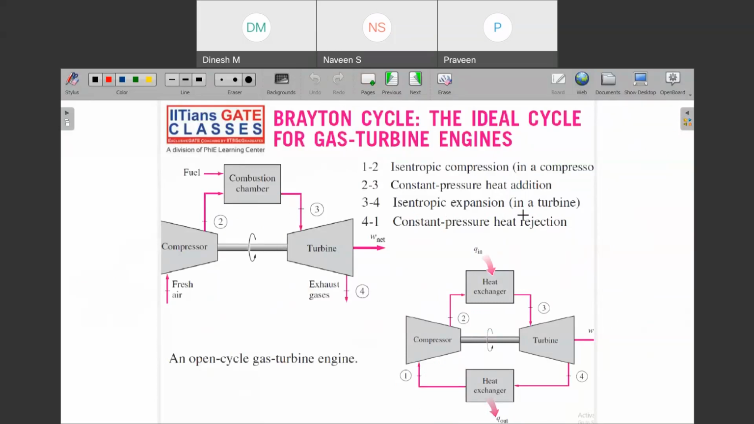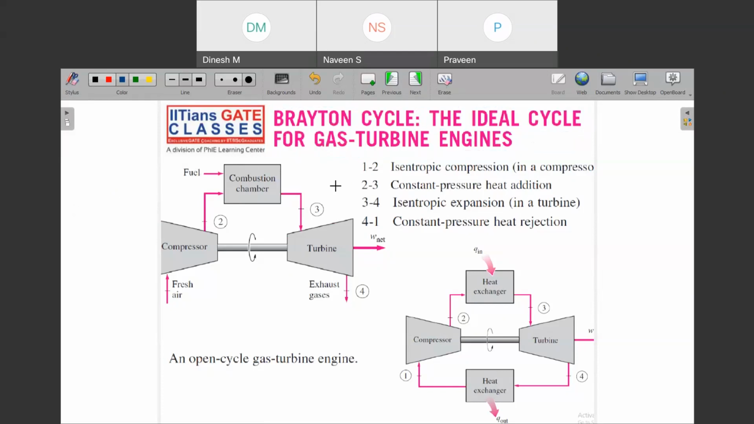Now let us move to the Brayton cycle part, that means power cycles for gas turbines. This is the Brayton cycle, the ideal cycle for a gas turbine. Most of the time, sometimes questions appear like what is the ideal cycle for a gas turbine, or on which of the following cycles the gas turbine works. The answer is the Brayton cycle.